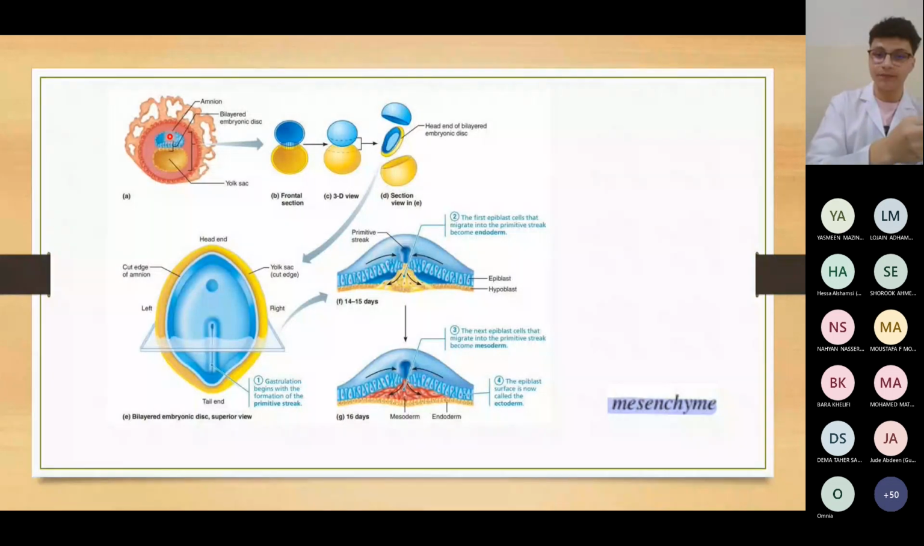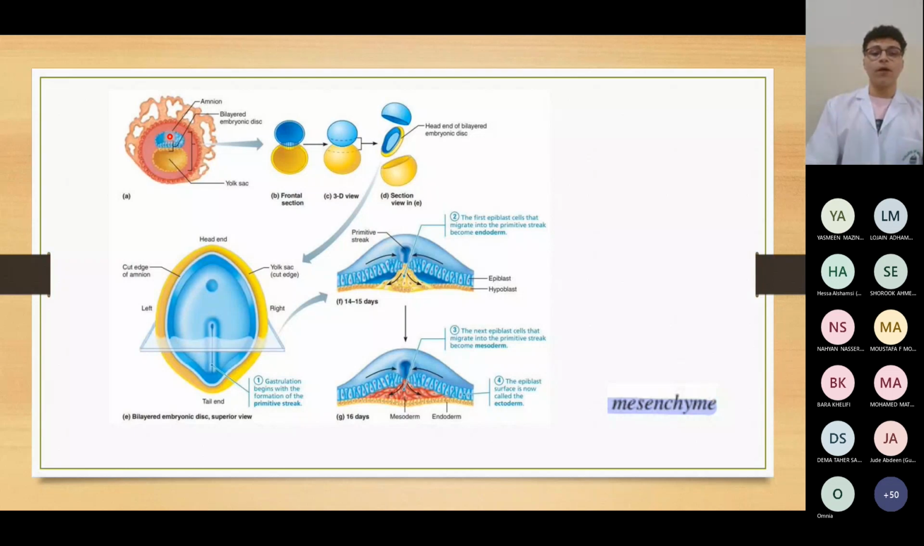The amniotic fluid. Okay, so as I said, the epiblast cells are going to differentiate and proliferate, basically divide, and they're going to go up like this. And then they're going to create a space. What do we call it? Amniotic cavity. Inside this amniotic cavity, what do we have? We have the amniotic fluid.